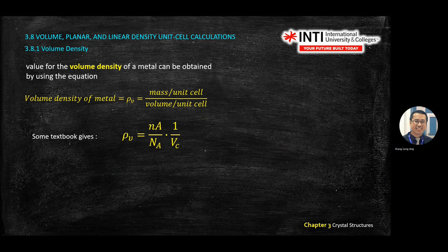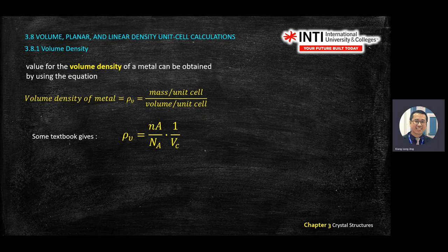Okay, this is the formula used to calculate the volume density of metals. It is given by this, which is 1 over volume, right? So on the bottom is this one, 1 over VC.